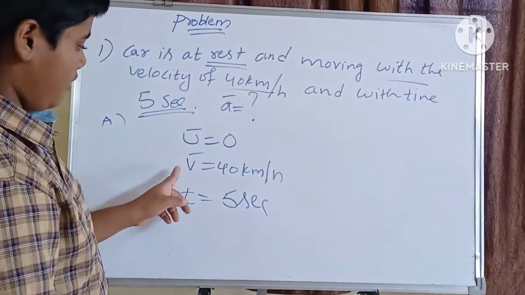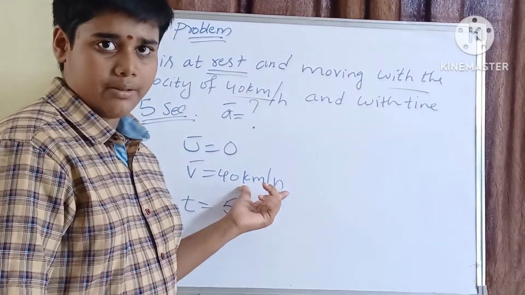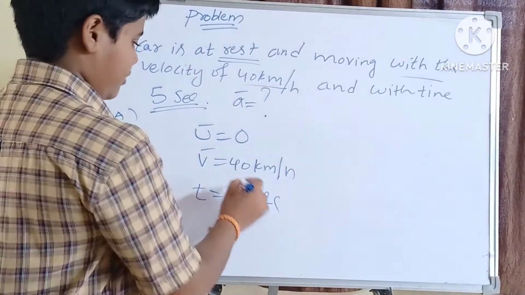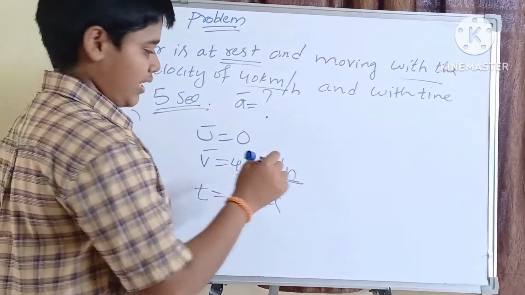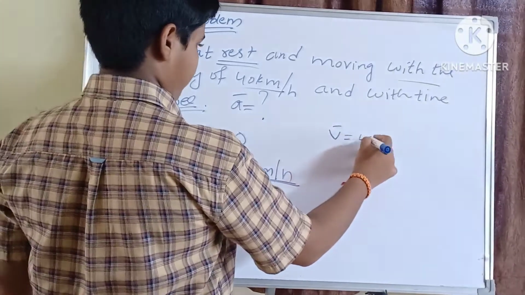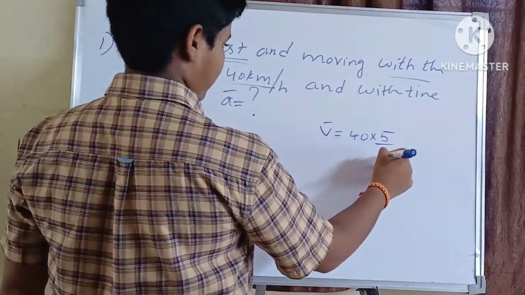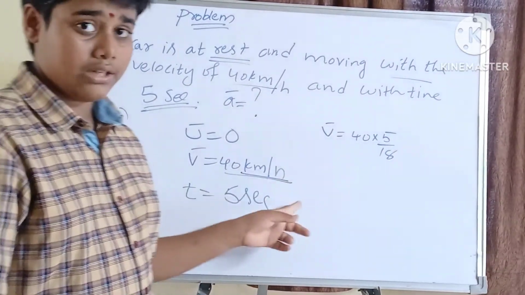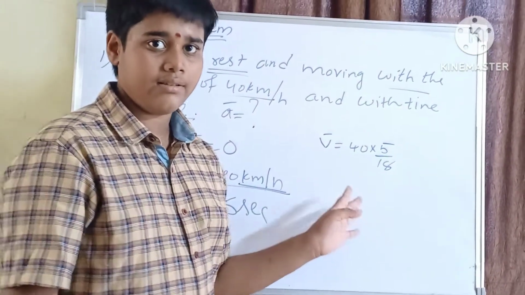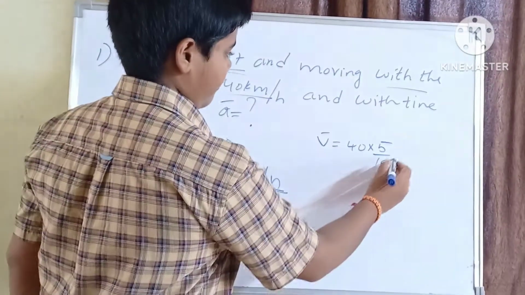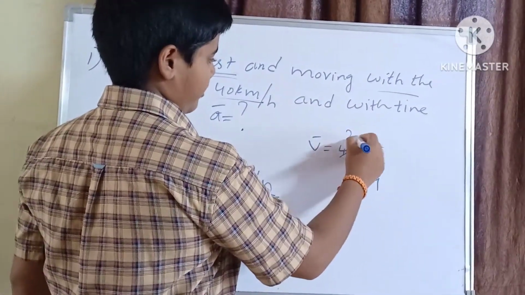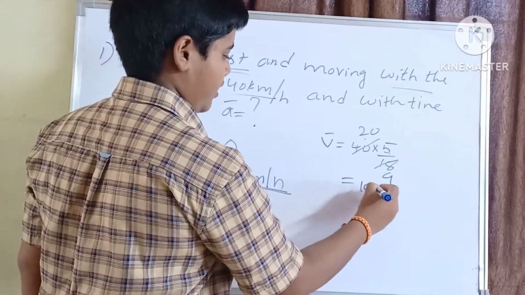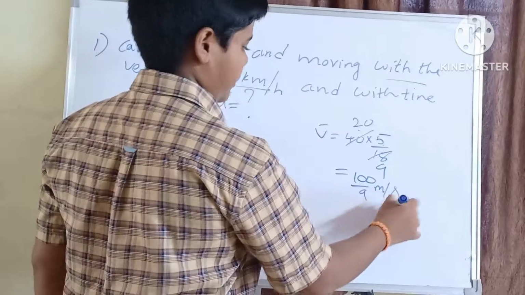So here final velocity is in km/h, bigger units, and time is in seconds, smaller units. So we have to change this to smaller units. So v bar is equal to 40 into 5 by 18, because the relation between km/h and meter per second is 1 km/h equals 5 by 18 meter per second. So there is no cancellation. So 20 into 5, 100 by 9 meter per second.